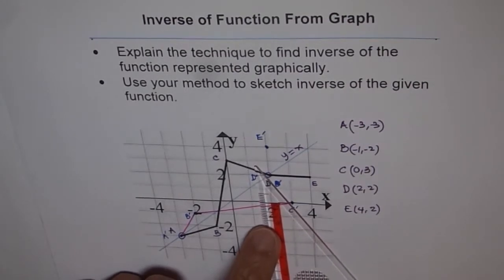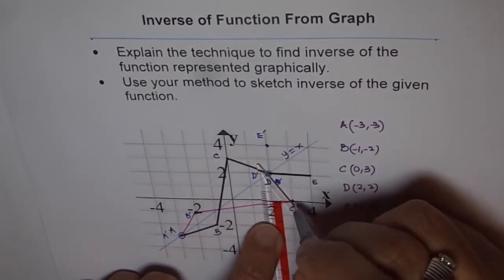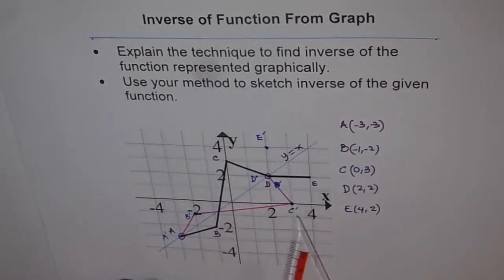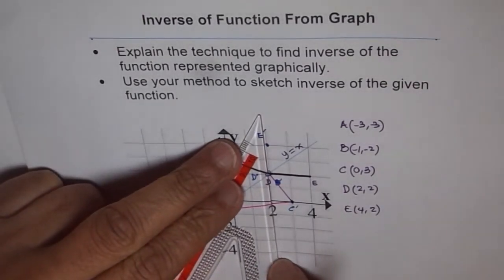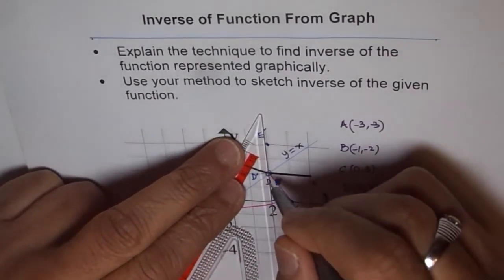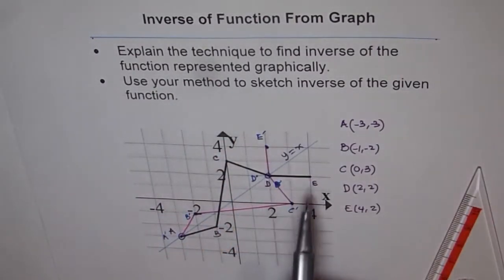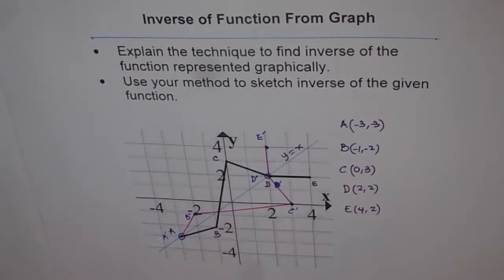D and D dash are the same points. They are invariant since the x and y coordinates are the same, 2, 2, right? And E for us is right there. You will also notice that when you find the inverse of the horizontal line DE, it changes to a vertical line, right? So this line in pink is our inverse function for the given function.